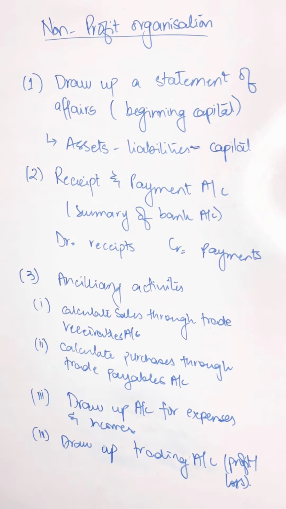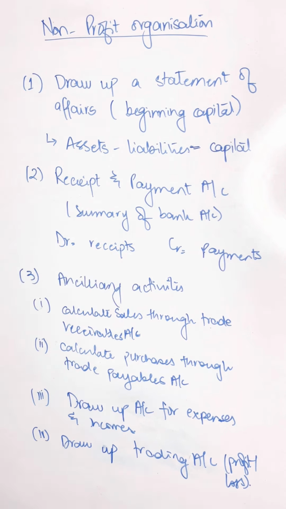And the other one is the prepaid brought down. Prepaid brought down means something that has been paid in advance. For instance, a member that has paid 50 for the next coming year, so that will be recorded on the debit side, and so the carry down and the brought down accordingly.